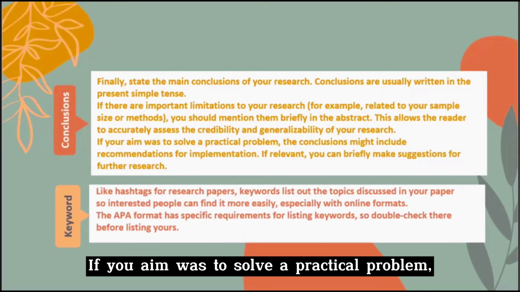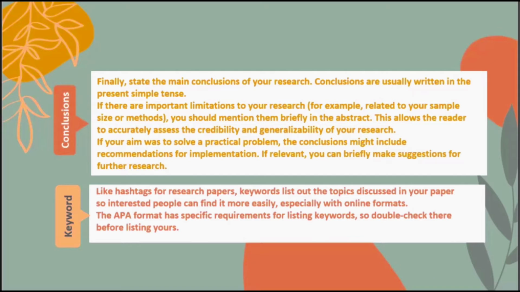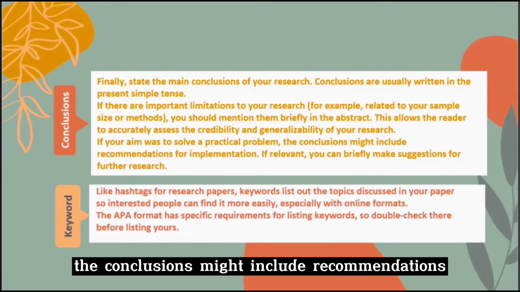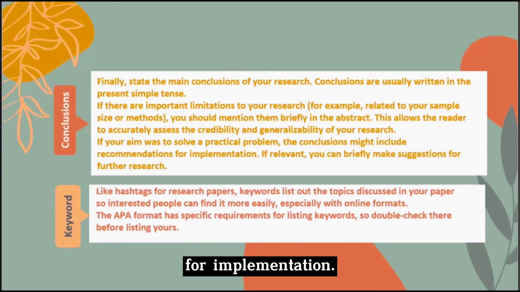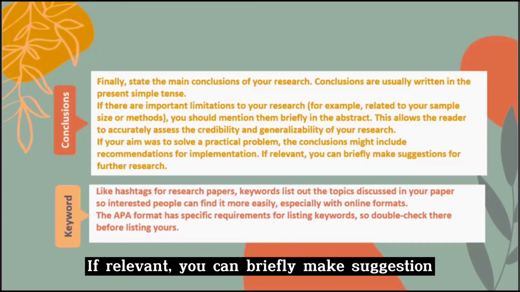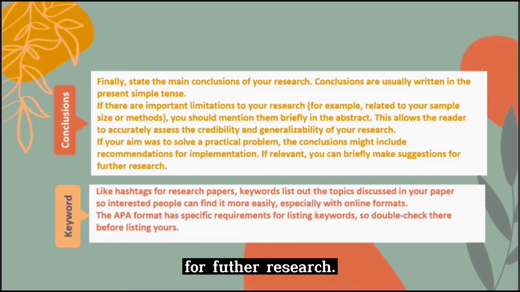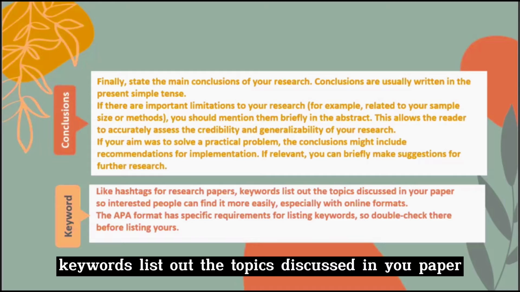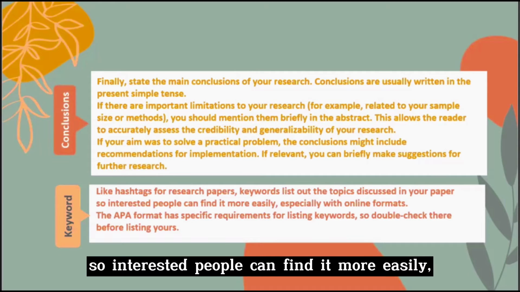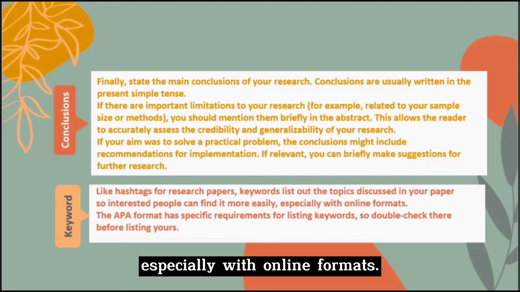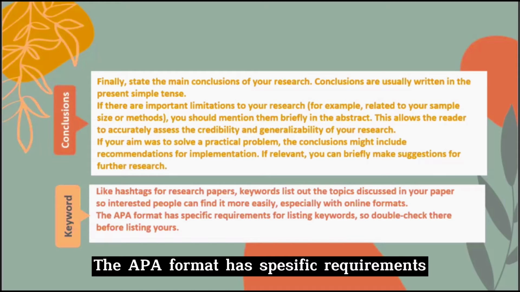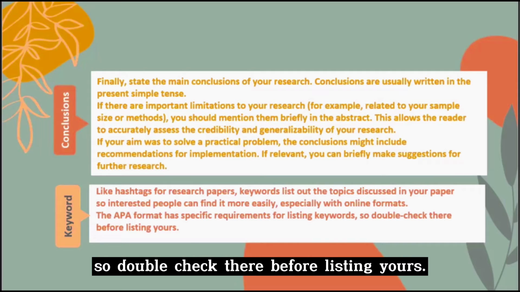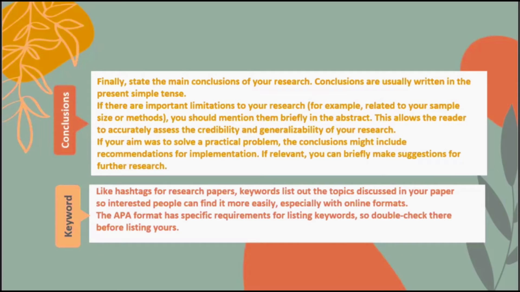If your aim was to solve a particular problem, the conclusion might include a recommendation for implementation. If relevant, you can briefly make suggestions for future research. Keywords. Like hashtags for a research paper, keywords list out the topics discussed in your paper so interested people can find it more easily, especially with online formats. The APA format has specific requirements for listing keywords, so double check there before listing yours.